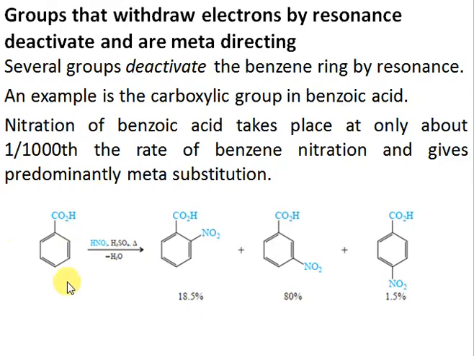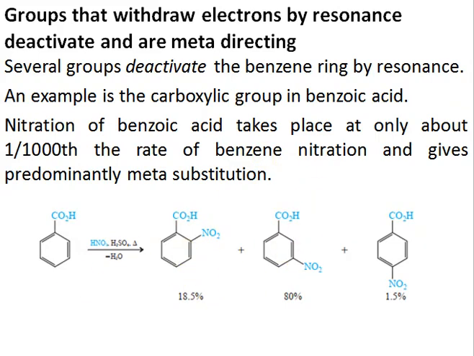Here we have benzoic acid, and under these conditions we have to heat the reaction, right? If we don't heat, the reaction will not occur because this group is deactivating the benzene ring. It's not allowing the benzene to react. So if you want to react a benzene ring with electron withdrawing groups, then you have to heat the reaction, right? Under heating conditions, we get 80% of the meta product, 18.5% of the ortho product, and about 1.5% of the para product, right? So these are the statistics, and this is why we are getting the dominant meta product.